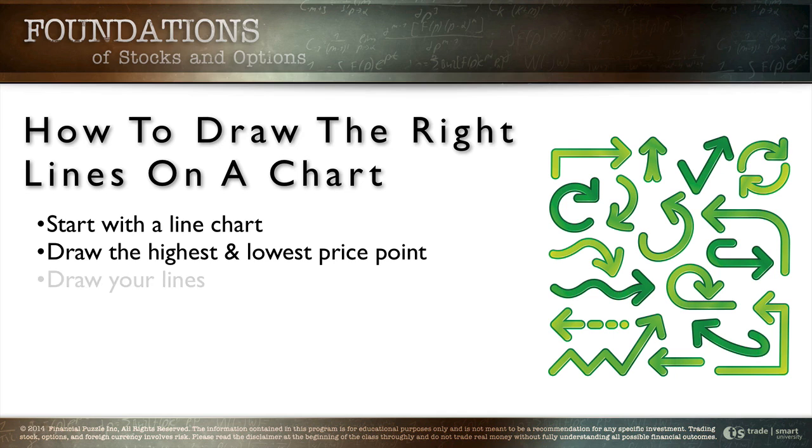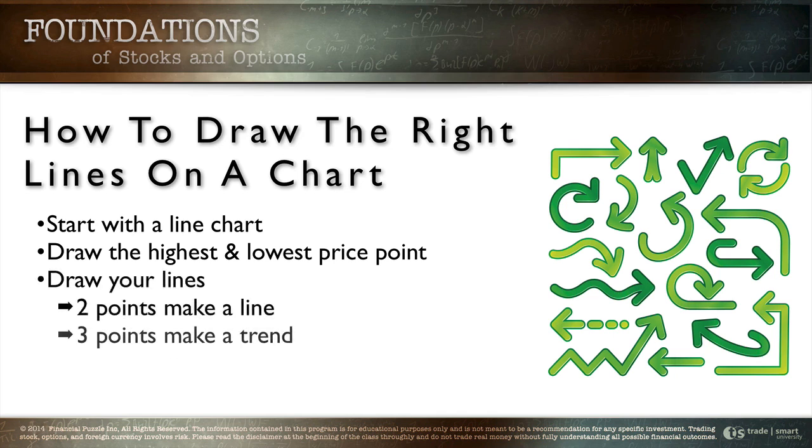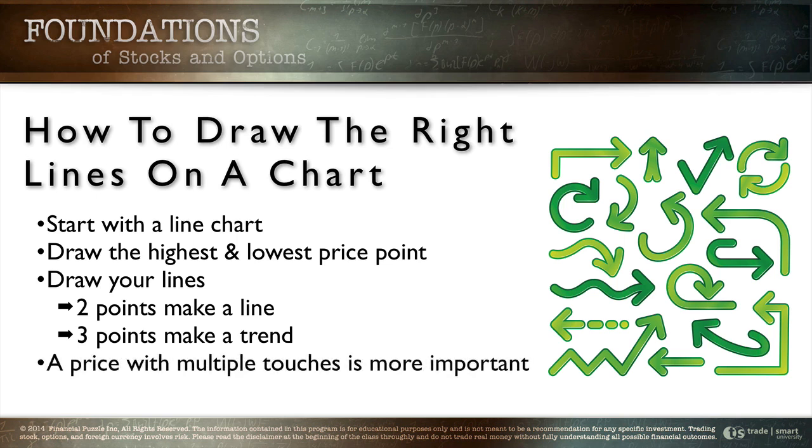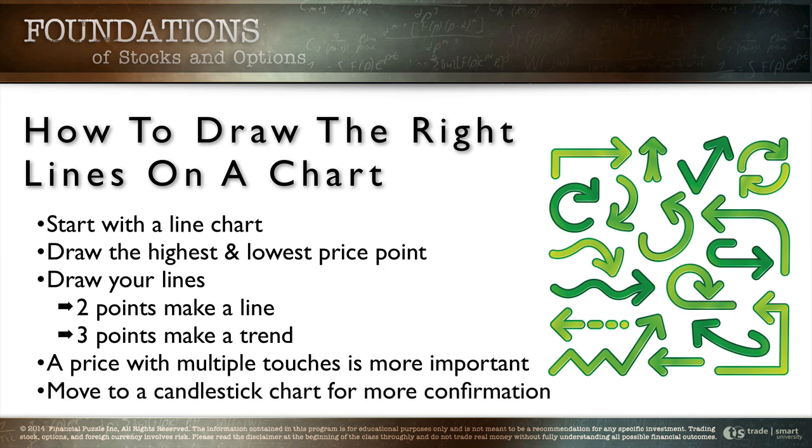Next, we're going to come behind it and start drawing a horizontal line everywhere that we've got at least 2 turning points. Ideally, we're going to have 3 or more. If you have a price point that has a whole bunch of turning points on it, you need to know that that's the most important price point. The more times that a stock hits a price point, the more valuable it is. Once you've drawn your chart with your line chart, now we will flip over, look at the candlestick chart, and get some more confirmation. So let me show you how this works.